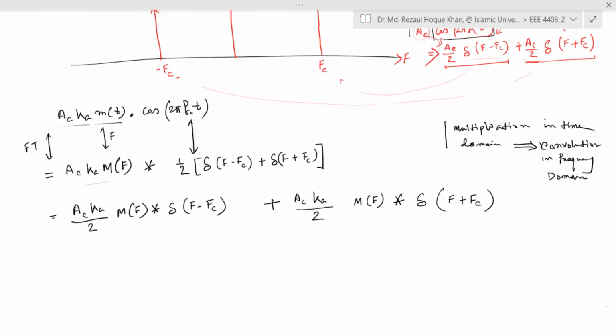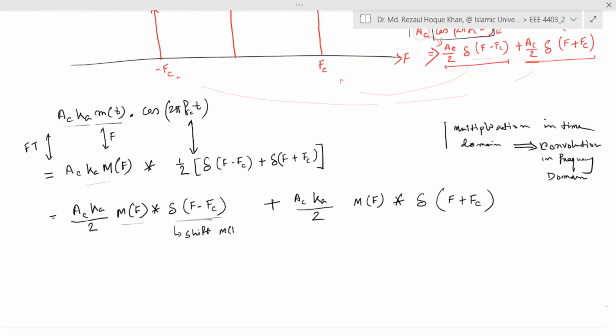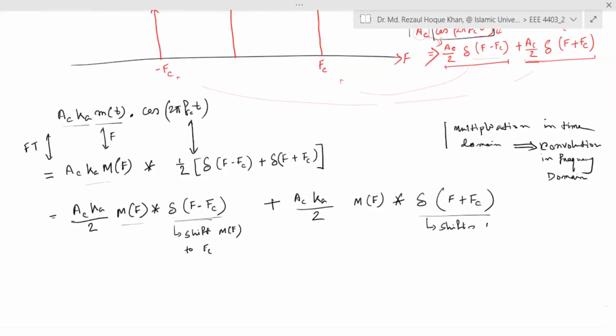What we can see here from the properties of the delta function is that M(f), the spectrum of the message, is shifted to Fc. What it does is shift M(f) to Fc, and in the same way it shifts M(f) to minus Fc. That is what we are seeing here.